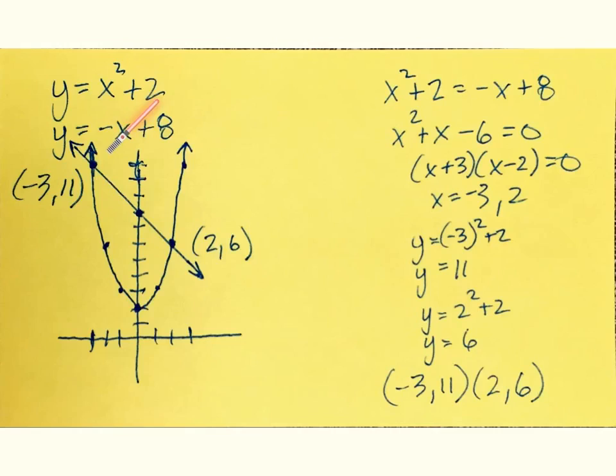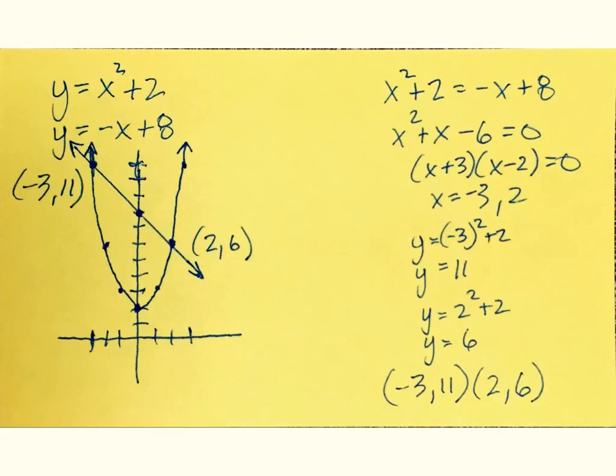You'll graph as I've shown you, finding the vertex, finding 2 points on either side. In this case, it was the parent function raised by 2, so I graph that using my 5 points. And then I graph the line, y equals negative x plus 8. I went to 0, 8, put a point, went down 1, right 1, and drew my line. And you can see here that these two figures, the parabola and the line, intersect at 2 points, 2, 6, and negative 3, 11. So I have two solutions to my system of nonlinear equations.